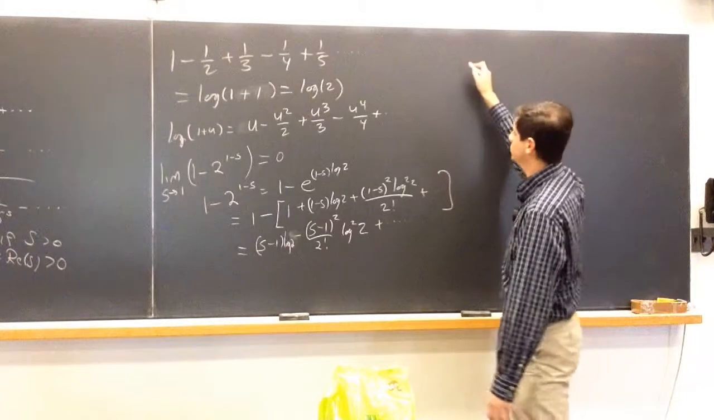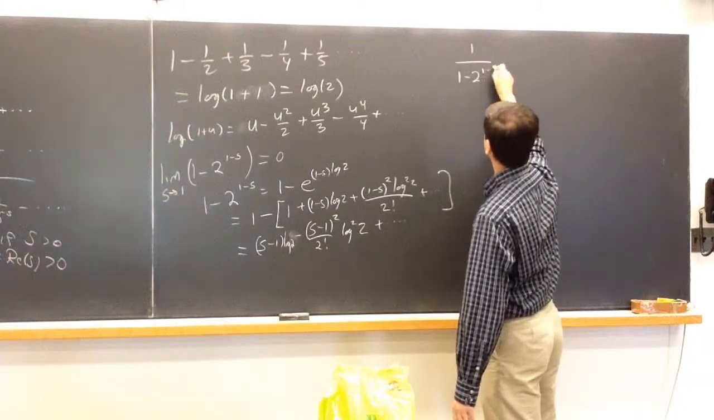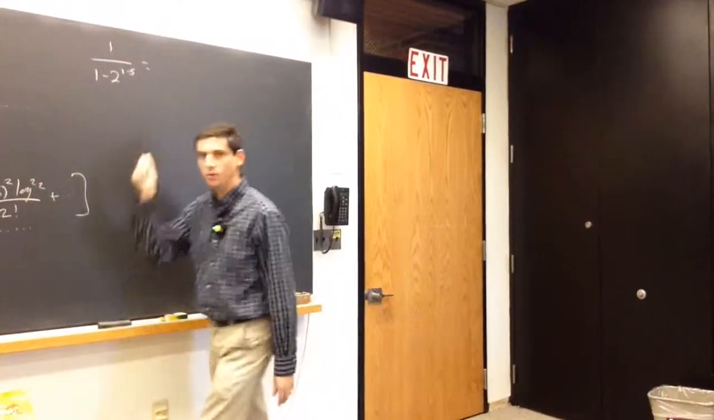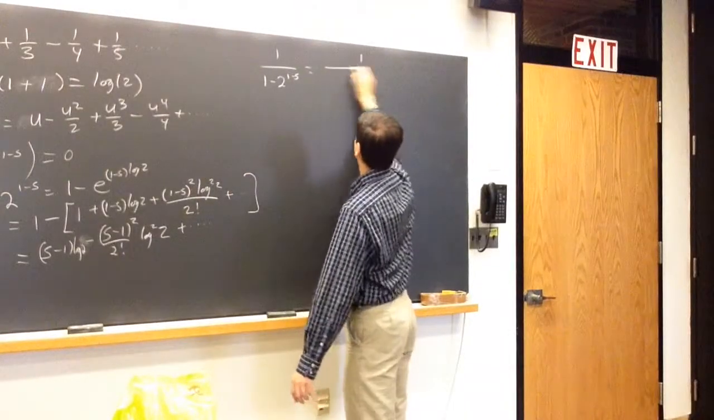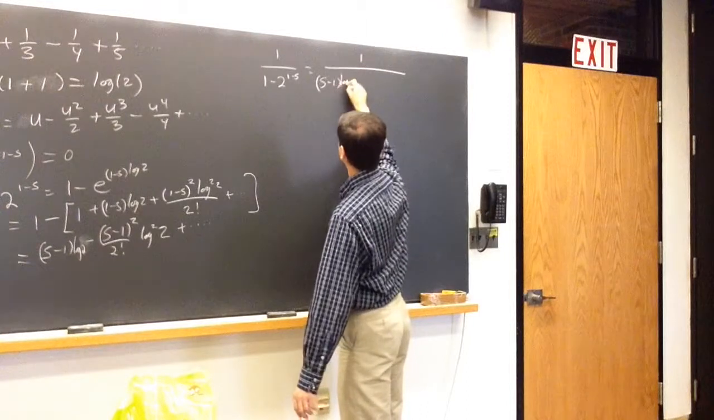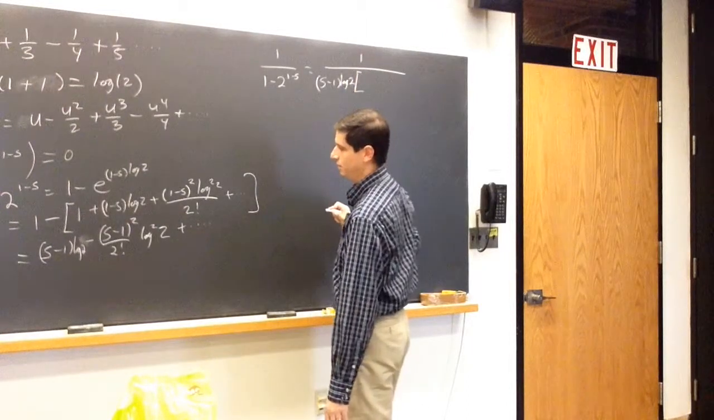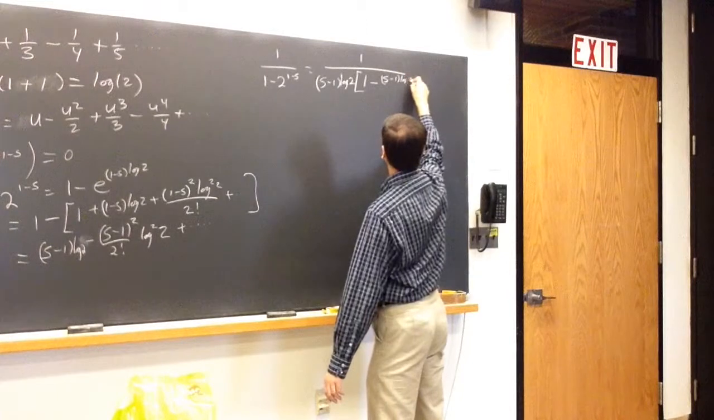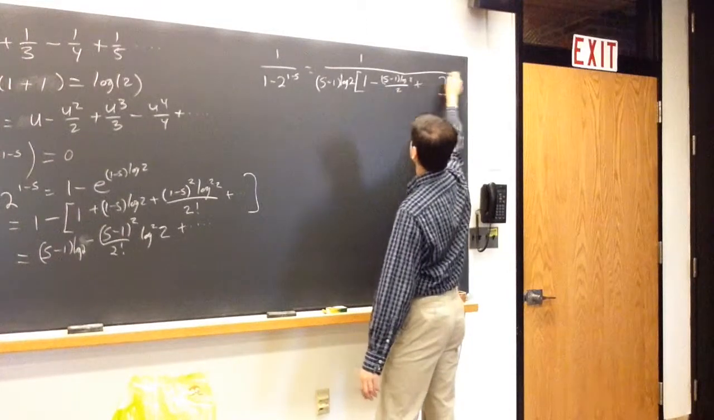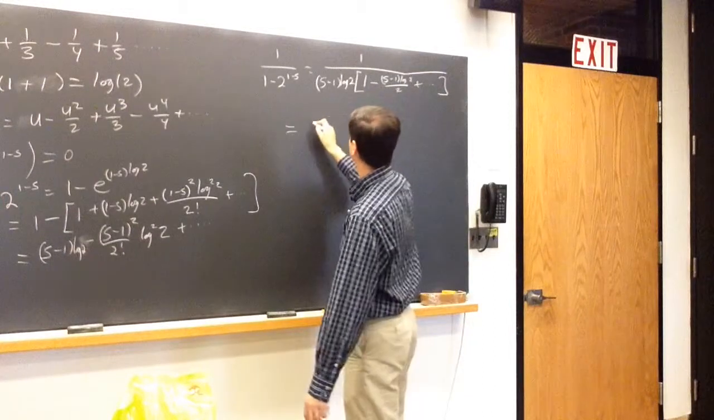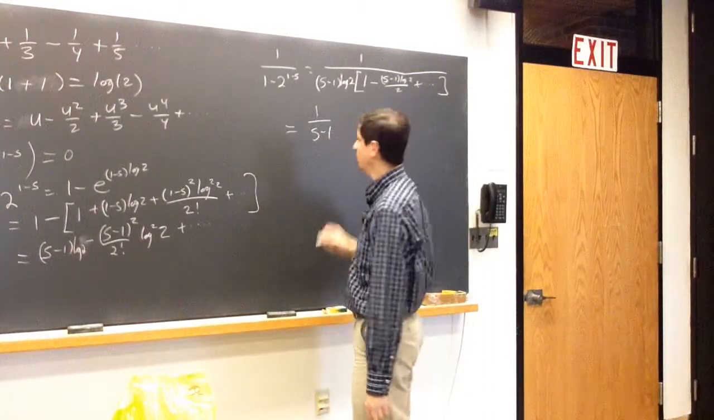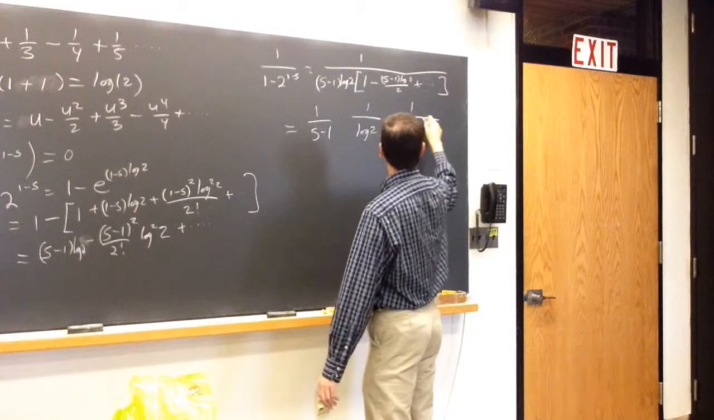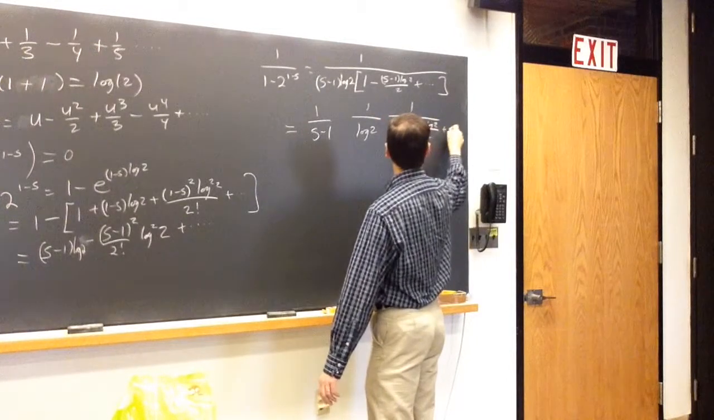Okay, so now what we can do is 1 over 1 minus 2 to the 1 minus s. So let's see how we can write this. We now start at 1 over, we can pull out an (s minus 1) log 2, and what will we have? We will have 1 minus (s minus 1) log 2 over 2 plus dot dot dot. So when you look at it, you get a 1 over s minus 1, and you have a 1 over log 2, 1 over 1 minus (s minus 1) log 2 over 2 plus dot dot dot.